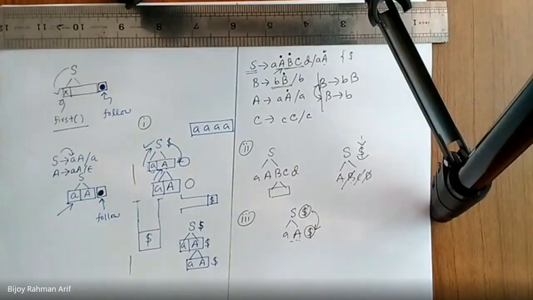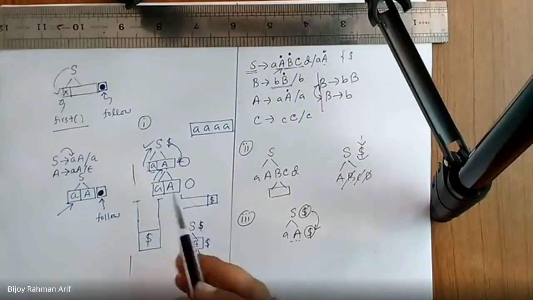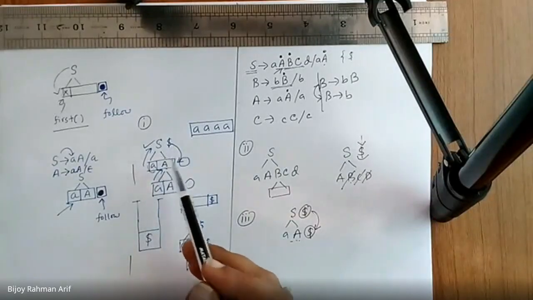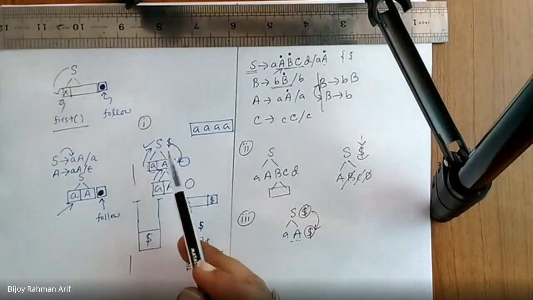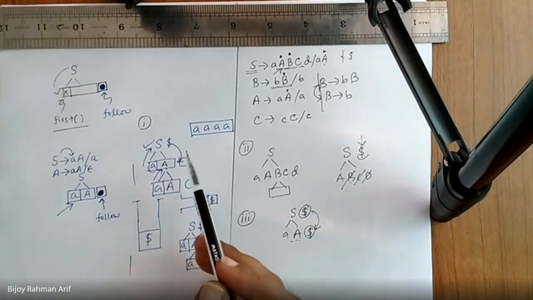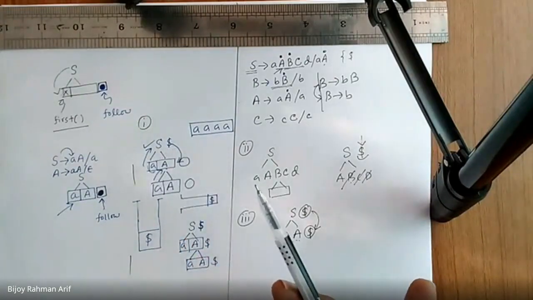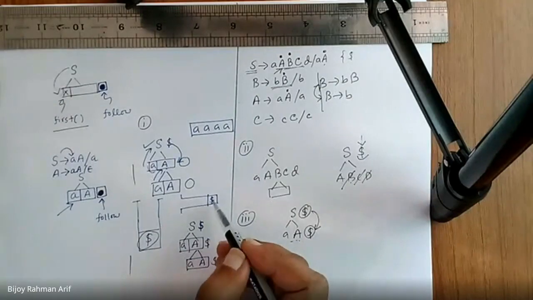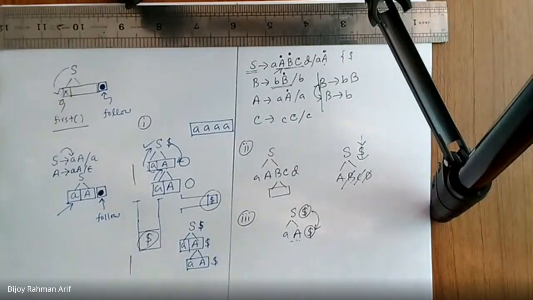Let's summarize one by one. Start symbol definitely has a follow, and that is nothing but a special symbol. We denote it by dollar, and that is nothing but the end of the string. Because at the end of the stack and at the top of the input buffer there is a dollar. So definitely after the start symbol there would be a dollar. This is rule number 1.